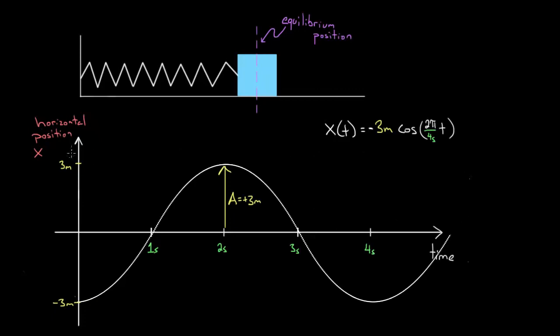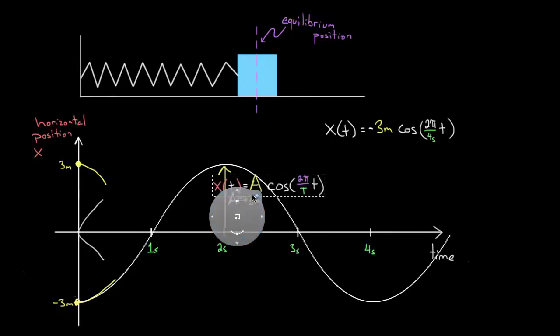So keep in mind, it's good to remember, if you start up here, you're going to want to use cosine. If you start down here, you're going to want to use negative cosine. If you start right here, you're going to want to use sine. If you start here and go up, that's going to be sine. And if you start here and go down, that's going to be negative sine. That's what those functions look like.